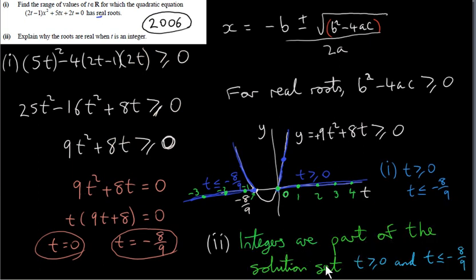So integers are part of this solution set. That's the solution to part 1. The solution set in part 1 is t greater than or equal to 0 and t less than or equal to minus 8/9. Integers are really, well, a better word is to say integers are a subset of the solution set. So integers means both positive and negative integers, including 0.